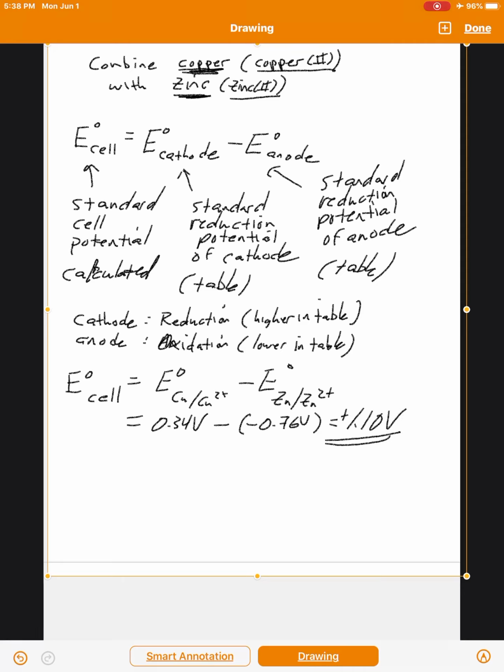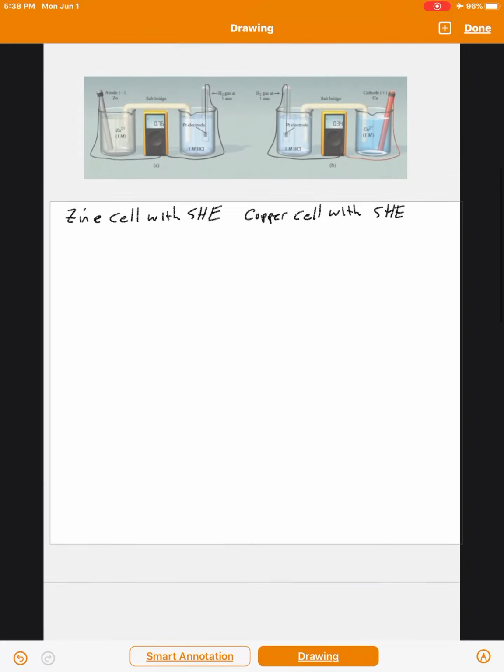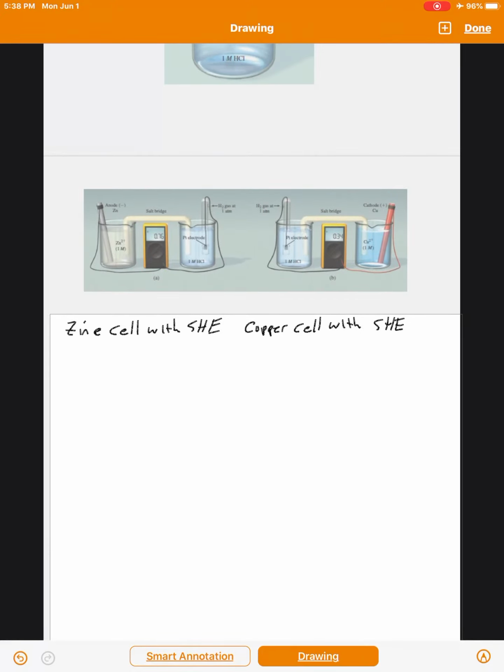If you're doing a galvanic cell, galvanic cells are spontaneous. You should get a positive voltage. If they're spontaneous, you get a positive. If you get a negative, that means that it's not a spontaneous reaction. We'll get into that in later sections. Okay, so there you go. It's 1.1. So that would be what would happen if you constructed a cell, okay, out of copper and zinc.